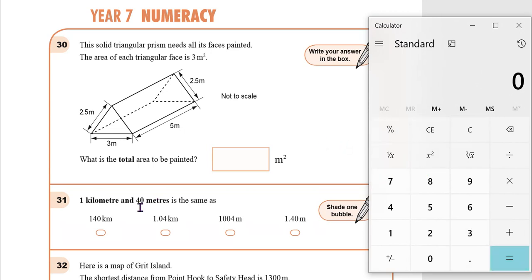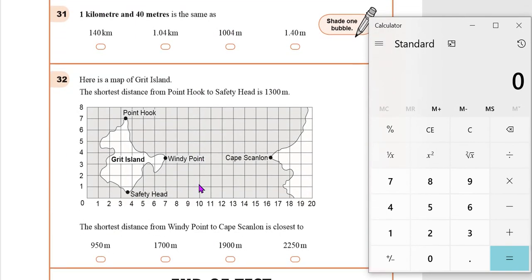Next question is just a reading question. And the next one is just about the counting. So this is halfway across this panel, point Hook. We're trying to get from point Hook to Safety Head. Halfway across, 1 whole square down, 2 whole squares down, 3, 4, 5 whole squares down, 6.5 squares. And 6.5 squares is 1,300 meters. So 1,300 divided by 6.5 means each square is 200 meters, it's telling me.